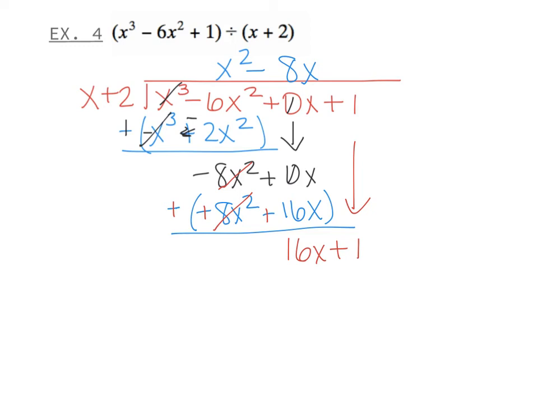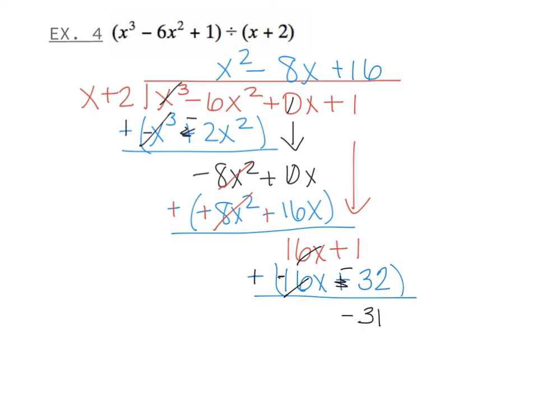so I have 16x plus 1. Now I need to make my x a 16x, so I need to multiply it by 16, put it right here, so I have plus 16. So 16 times x is 16x. 16 times 2 gives me plus 32. Parentheses minus 16. And I'm going to distribute that negative first. So I have 16 minus 16 is 0. But I have 1 minus 32 gives me negative 31. So this one also has a remainder.